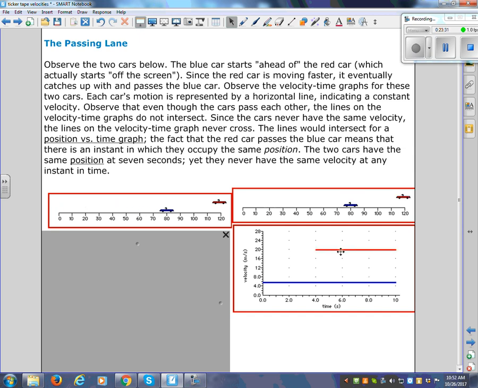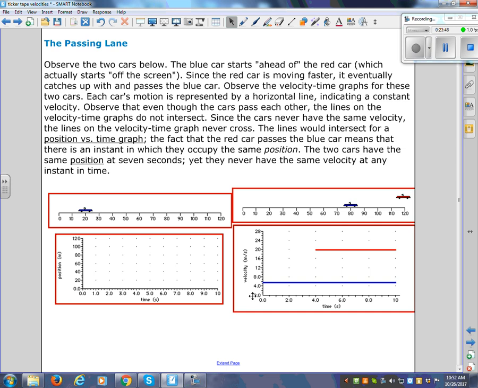Are they going to cross? Yeah. Where are they going to cross? At what point? Do we know the position where they're going to cross? 60. Looks like about 60. Right there. You can tell where they cross.